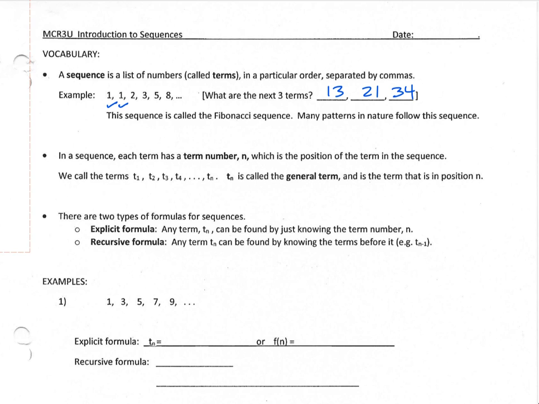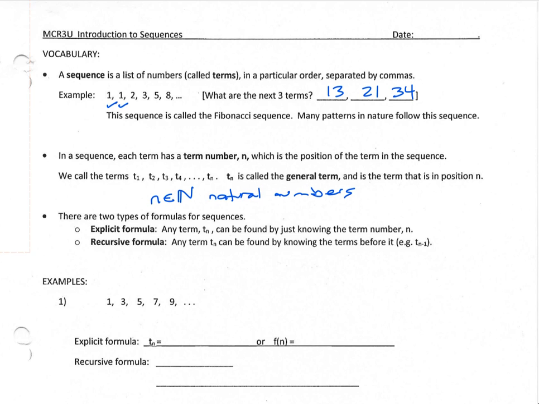The important thing to know is that n can't be like 2.5. There's no such thing as term 2.5, right? They have to be what we call the natural numbers. So n is an element of the natural numbers. I'm just going to write that over here.